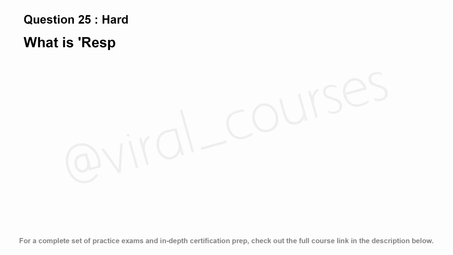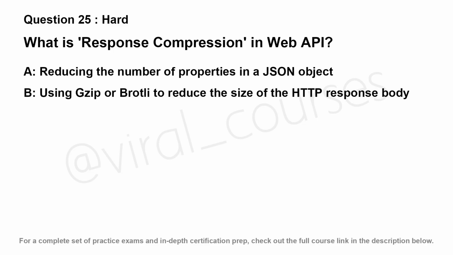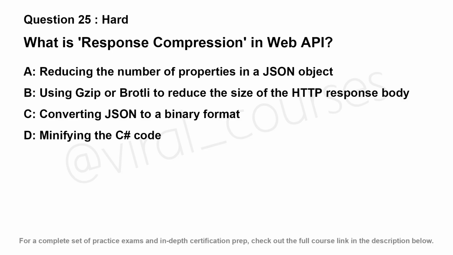What is response compression in Web API? Option A. Reducing the number of properties in a JSON object. Option B. Using gzip or Brotli to reduce the size of the HTTP response body. Option C. Converting JSON to a binary format. Option D. Minifying the C# code.